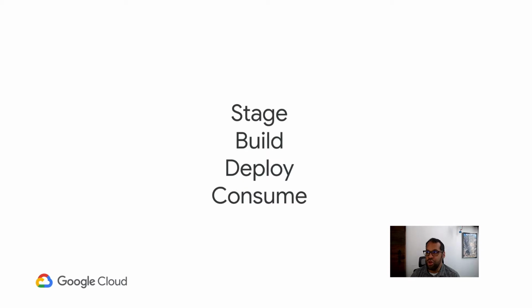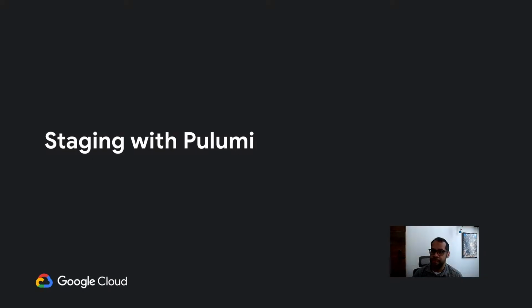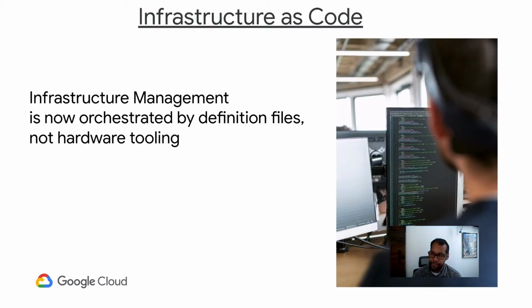Now, usually, or a serverless paradigm, if you will, usually it's build, deploy, and consume, but thanks to my friends at Pulumi, I've actually learned that there are four steps: stage, build, deploy, and consume. So staging with Pulumi. Now, I'm sure you've heard a lot of talks about Pulumi. You're joining this conference, so you've probably heard a little bit about it, but let's just take a little time back and talk about what we have here.